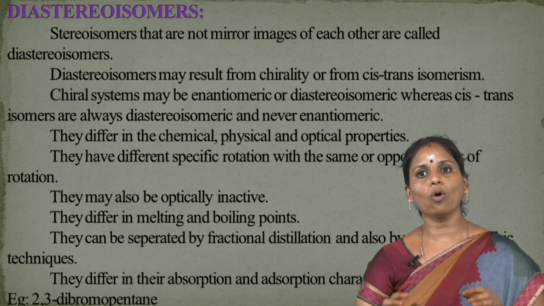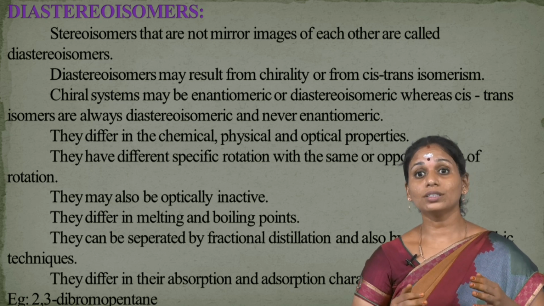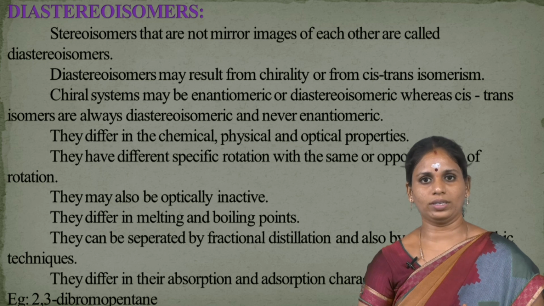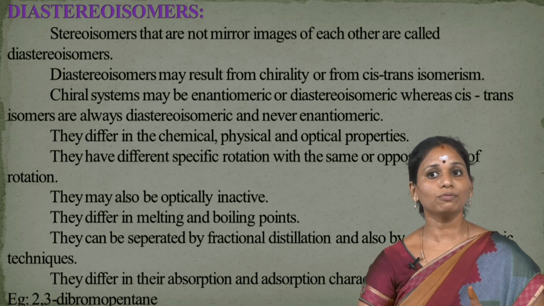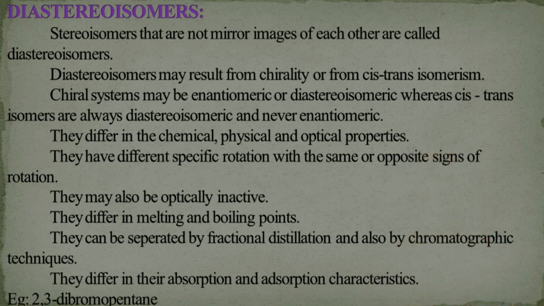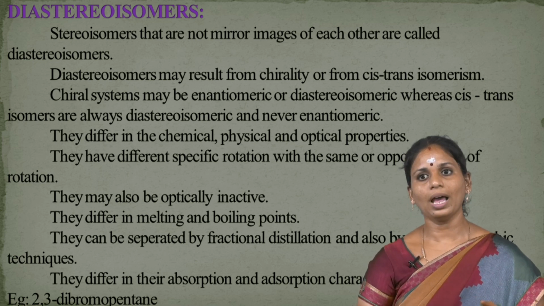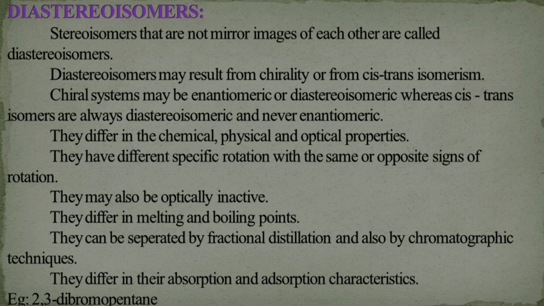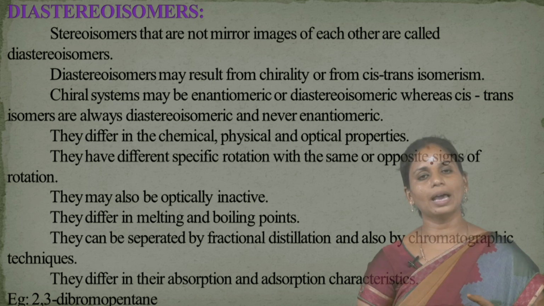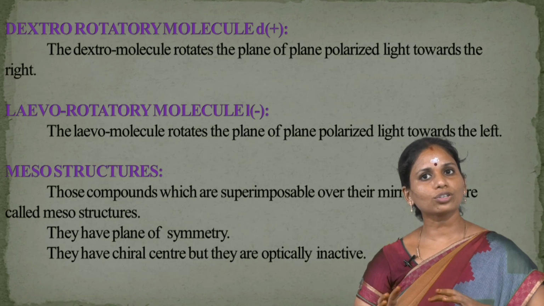They may also be optically inactive. They differ in melting and boiling points. They can be separated by fractional distillation itself and also by chromatographic techniques. They differ in absorption and adsorption characteristics. Say, for example, 2,3-dibromopentane.